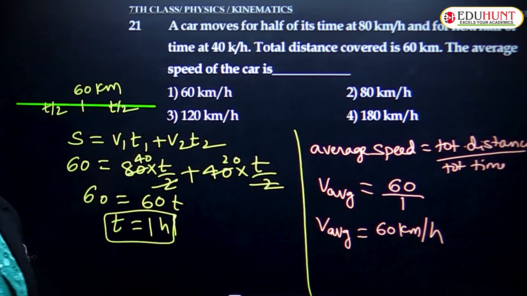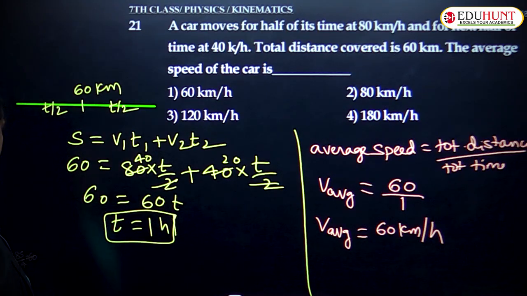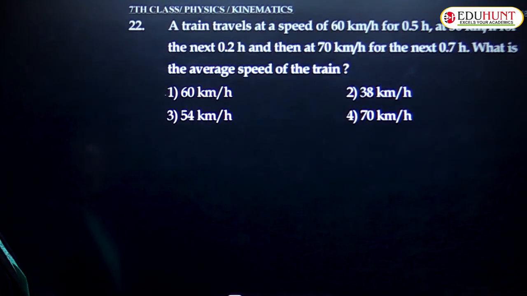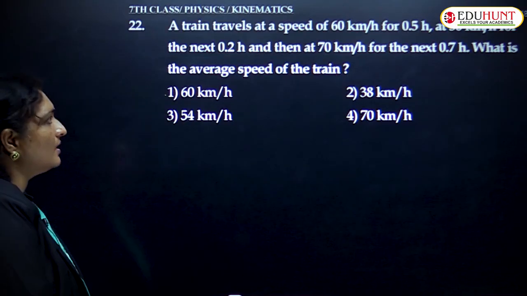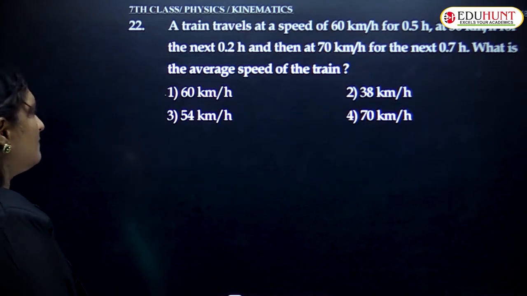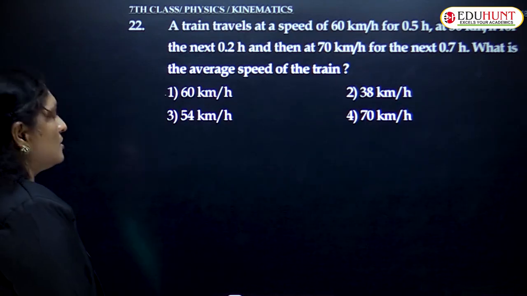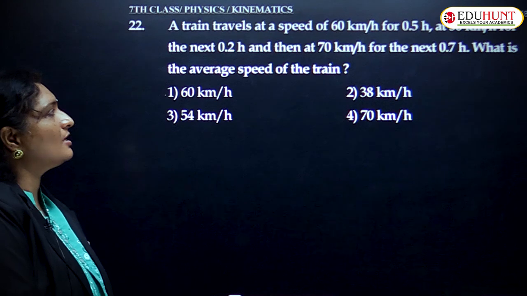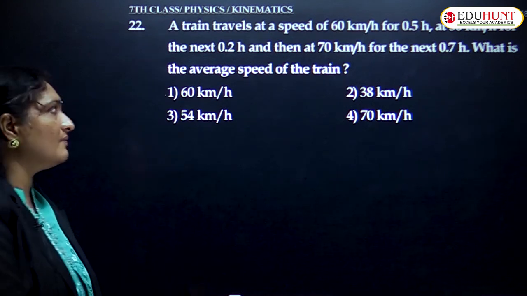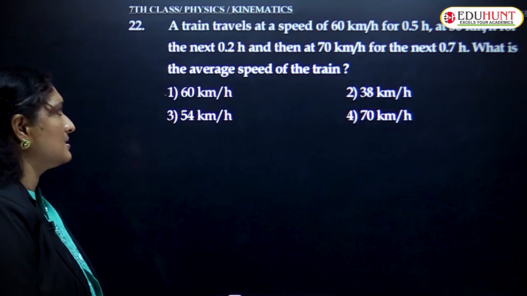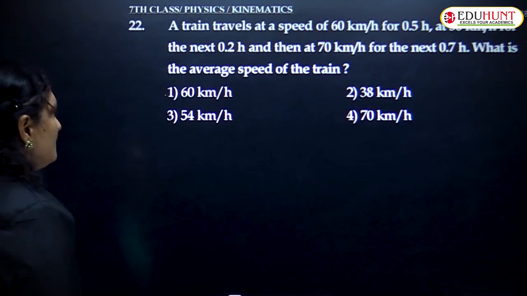Okay, children. Now, the last question. A train travels at a speed of 60 km per hour for half an hour. 0.5 hours means half an hour. At 30 km per hour for the next 0.2 hours, and then at 70 km per hour for the next 0.7 hour. Everywhere speed is given, time is given, speed is given, time is given. So what is the average speed of the train?